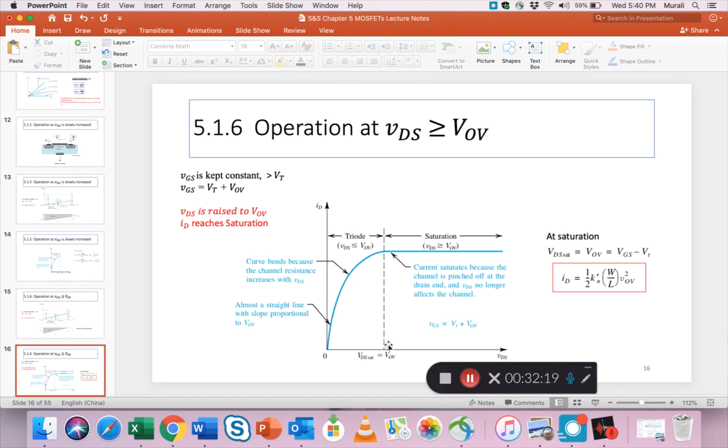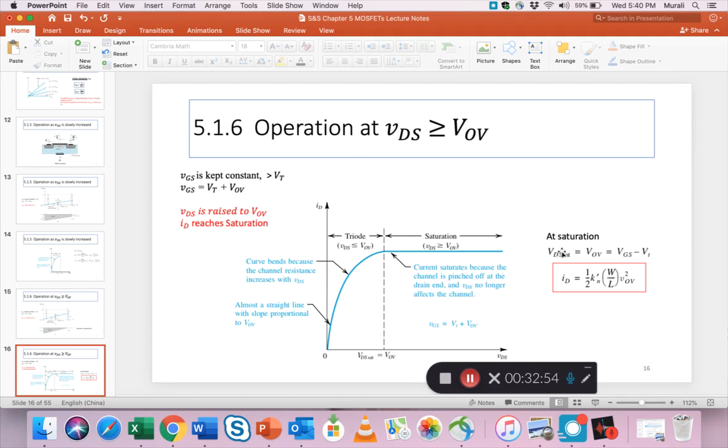And remember, this is VDS. So we started slowly, kept it low, 50 millivolts or something, then reached VOV, which may be 3 or 4 volts, and then we went even beyond. But there's no point in going beyond, because what happens is the drain current ID flattens out. It saturates and it just stays constant. So VDS is raised to VOV, ID reaches saturation.